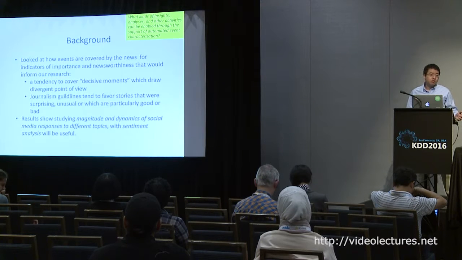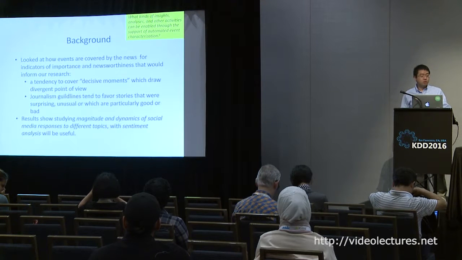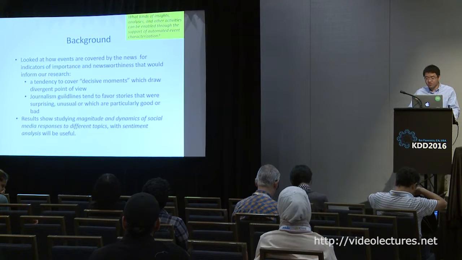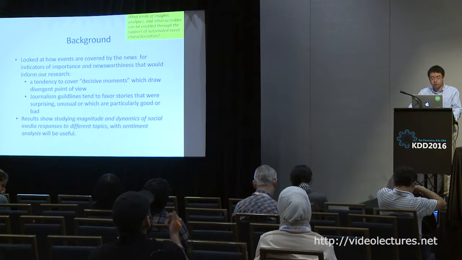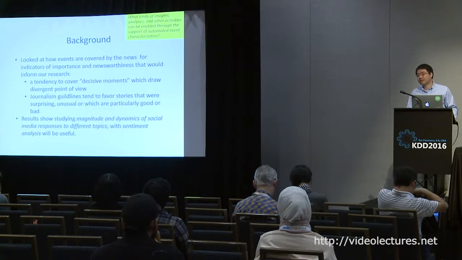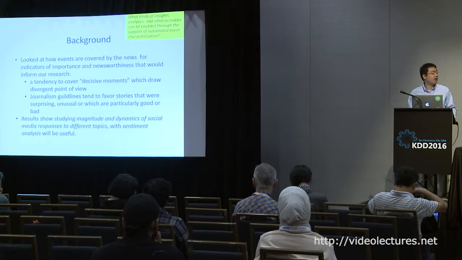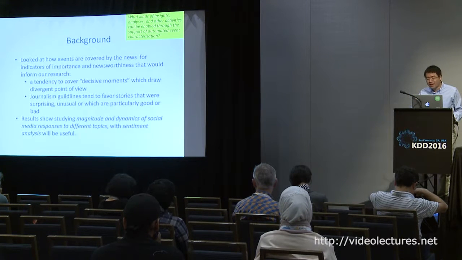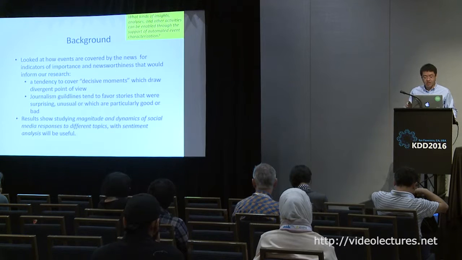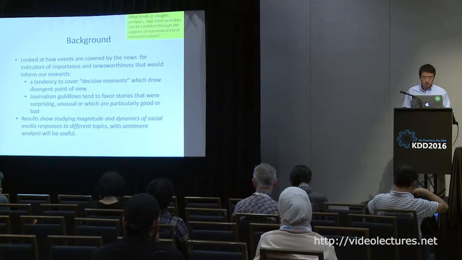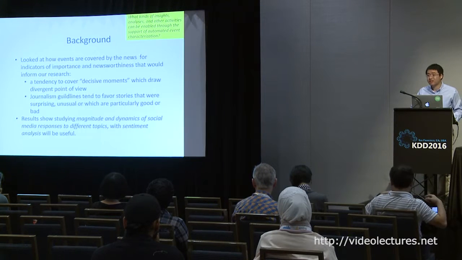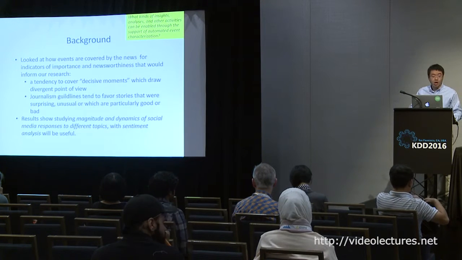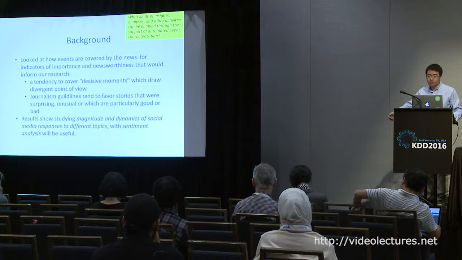Okay, and on the other hand, according to the very classic journalism guidelines, these guidelines tend to favor news stories about events that were very surprising, unusual, or particularly good or bad. So these are the basic news guidelines for journalists covering events. They want to find or extract the decisive moments of the event, and they also want to extract the sentiment of the event.